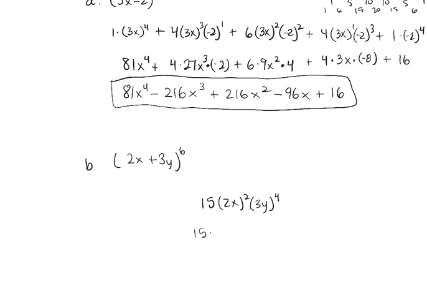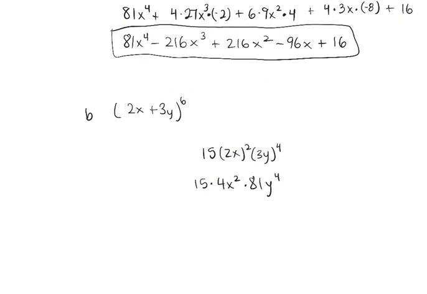So this is 15 times 4x squared times 81y to the 4th. So we just need to figure out 15 times 4 times 81. And that's 4,860. And then we're going to have an x squared and a y to the 4th.